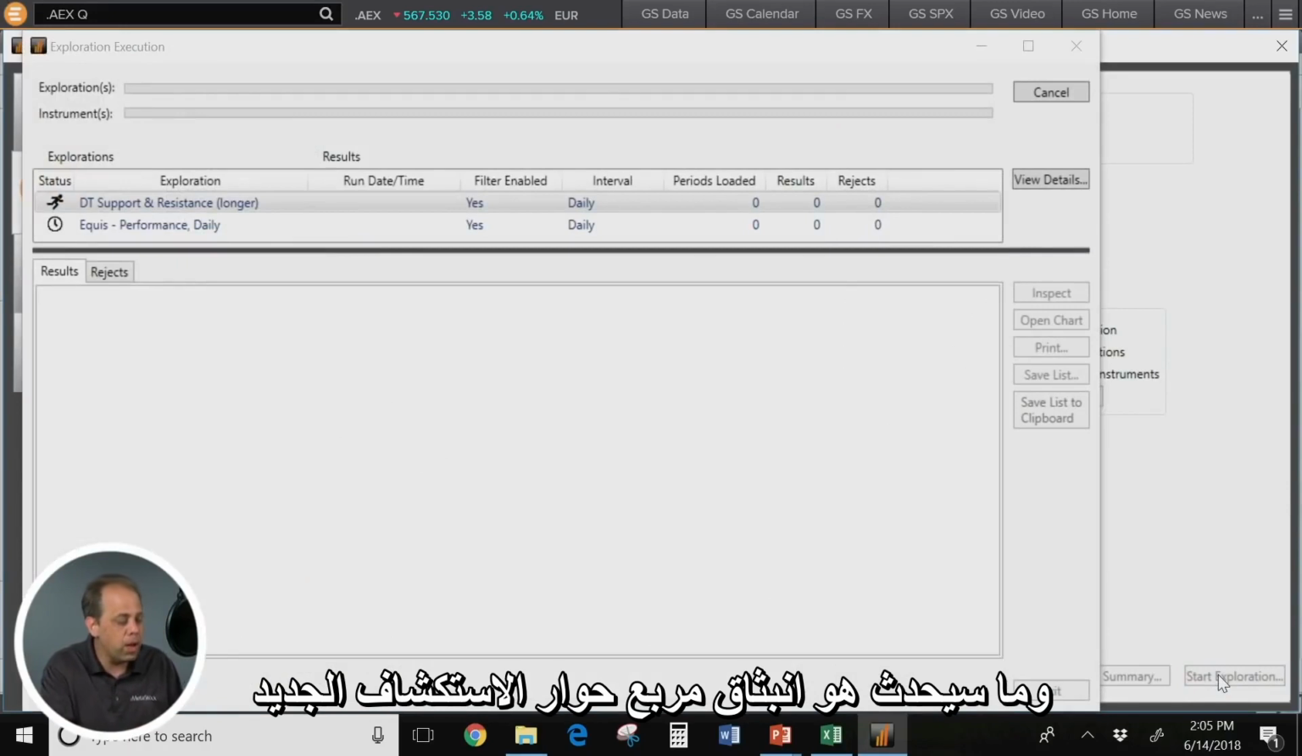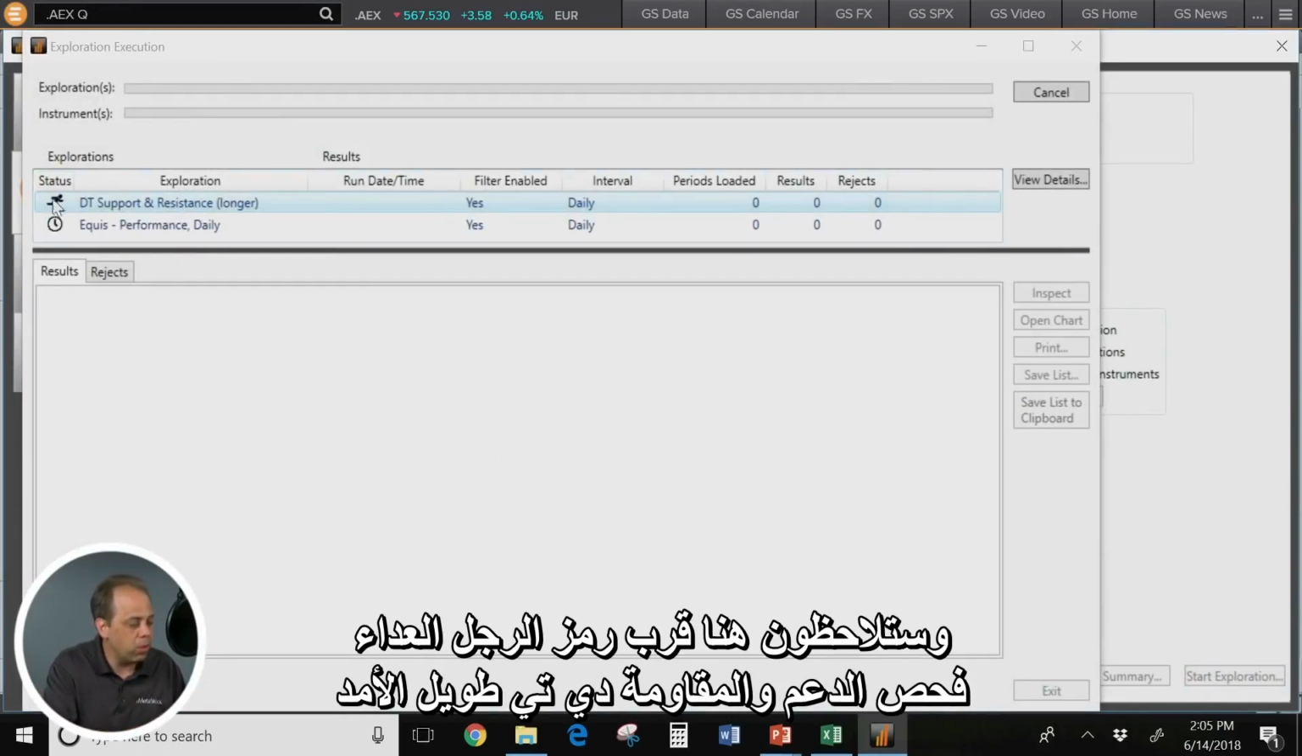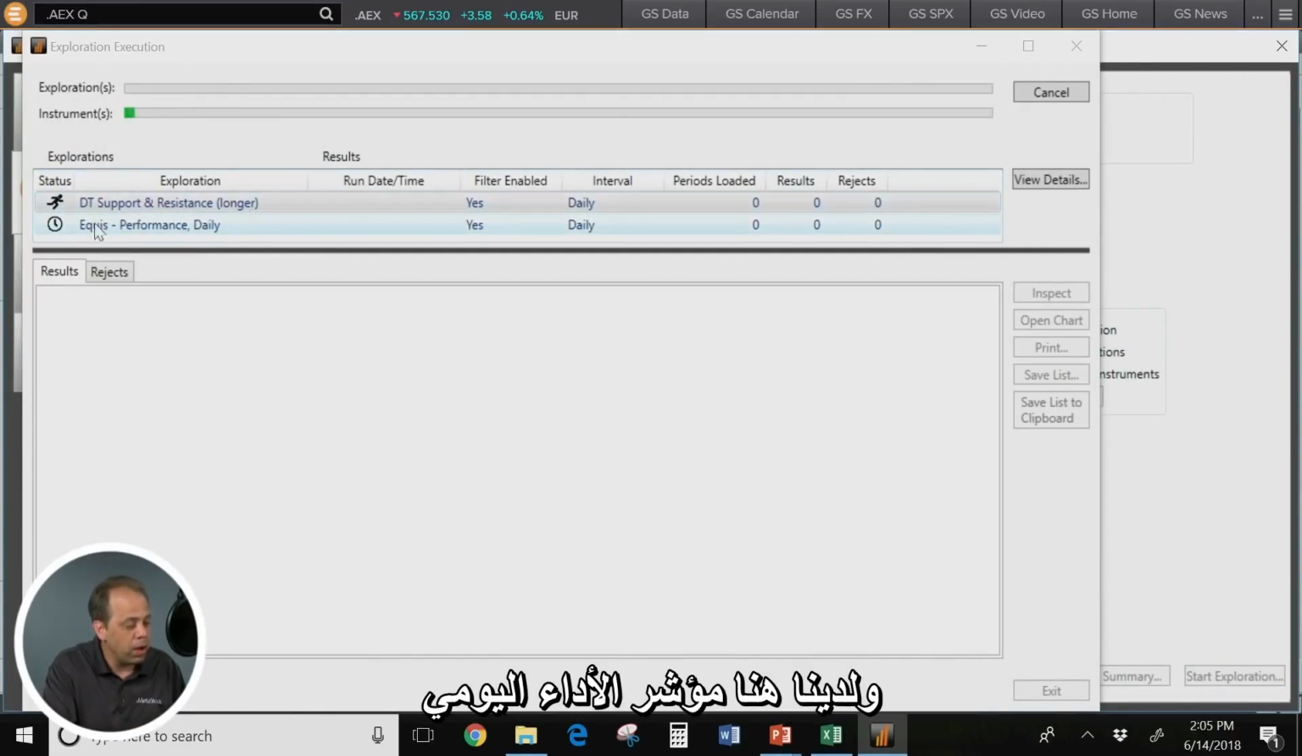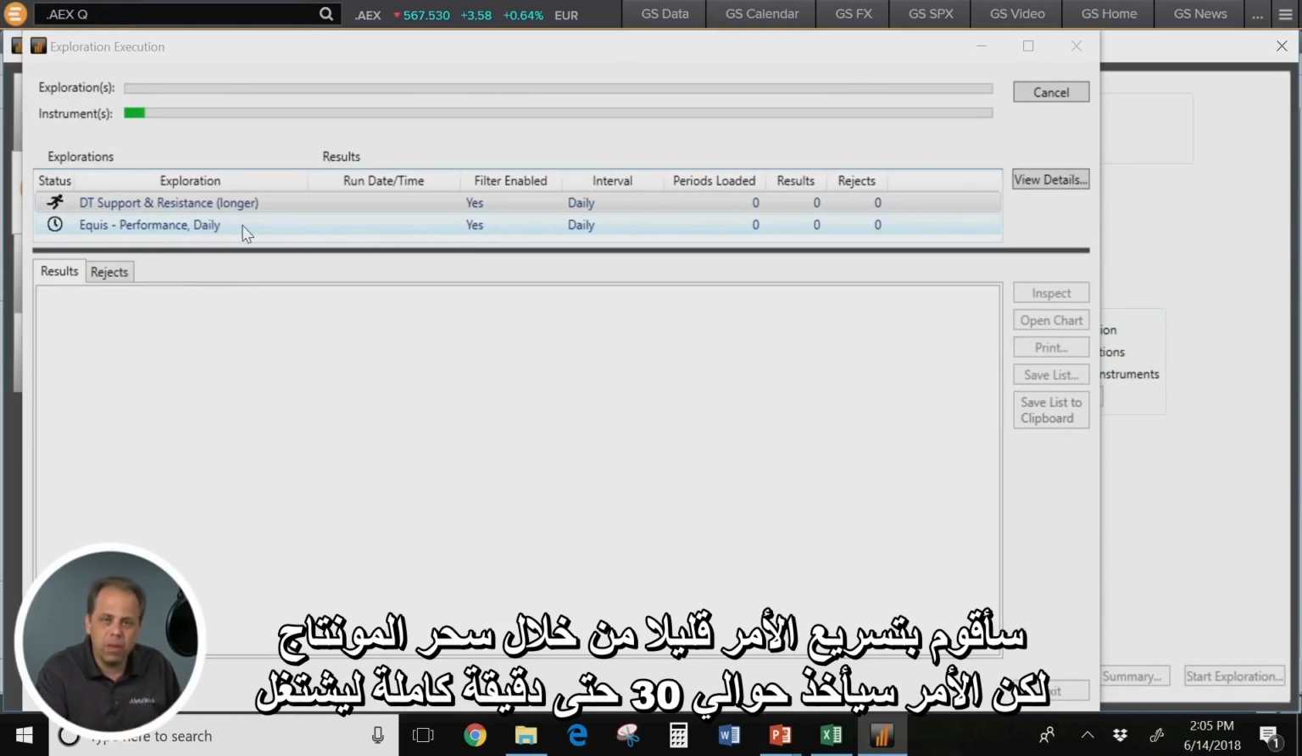It's going to bring up the new exploration dialog box. You'll see right here with the running man, it's running the DT support and resistance longer term. And right here, you've got the Equis Performance Daily. We're going to speed this up a little bit with the magic of editing, but it's only going to take about 30 seconds to a minute to run.